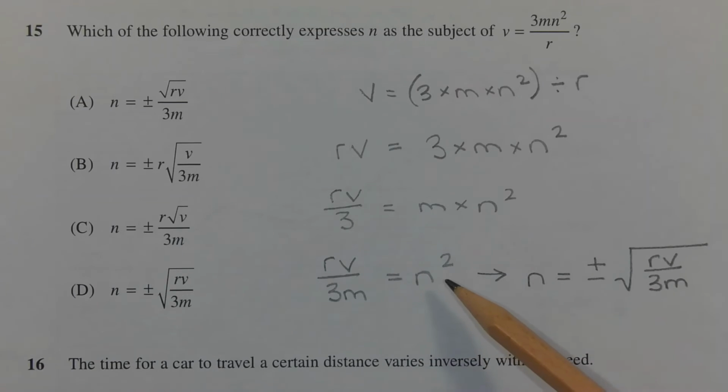But then when we take the square root of the other side, we get two possible answers, a positive and a negative, hence why we have a plus minus. So taking the square root of both sides, we get n is equal to plus or minus the square root of rv over 3m. Note that the rv over 3m is completely inside the square root sign. Therefore, the correct answer is option D.